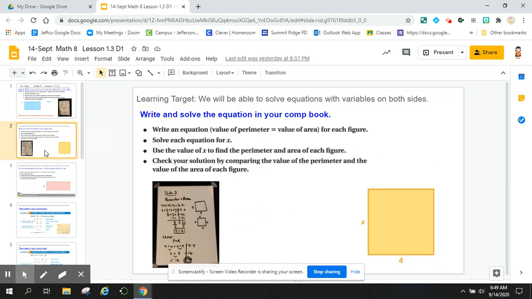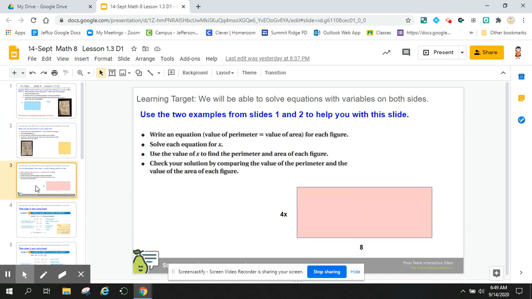The same thing with this one. I gave you a slide to show you how it unfolds. You can take your time, copy this into your comp book, and then what I want you to do is try this one on your own. I want you to use examples 1 and 2 to help you with this slide. Do the exact same thing and let's see how well you do.